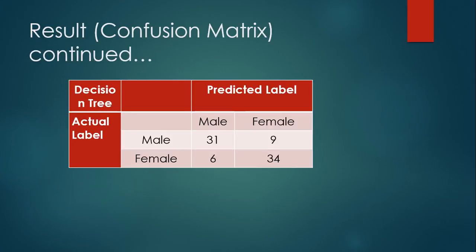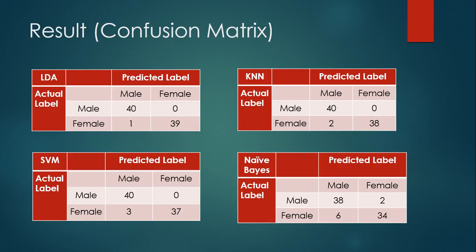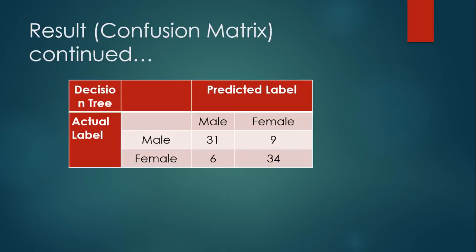And next is the decision tree. In this case, for male, 31 were correct and 9 were wrongly classified as females. And for females, 34 were right and 6 were wrongly classified as males. So in the case of LDA there was one wrong classification, KNN two wrong classifications, SVM three wrong classifications, naive Bayes 8 wrong classifications, and in the case of decision tree there were 15 wrong classifications, which is a lot.